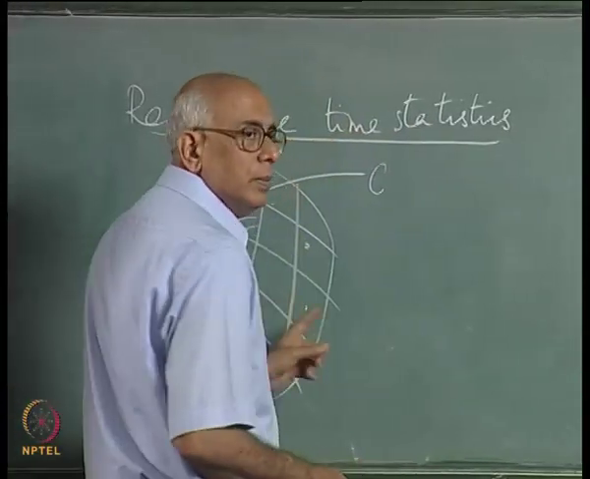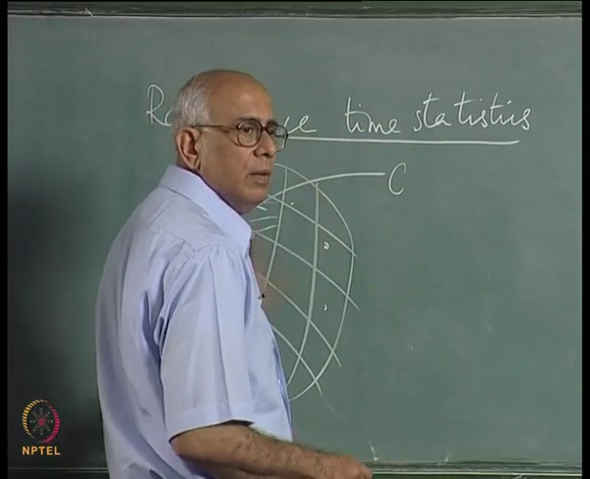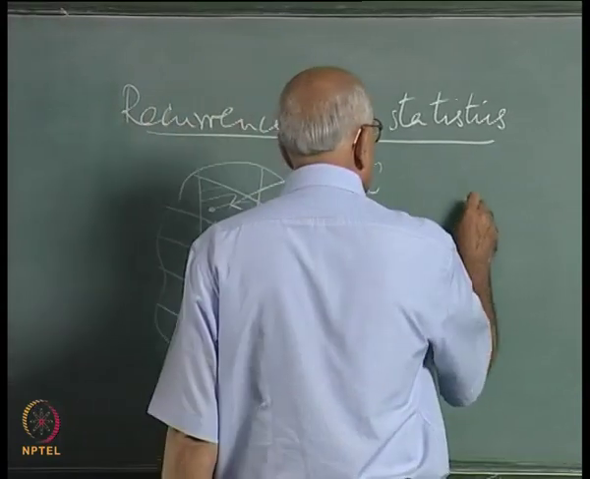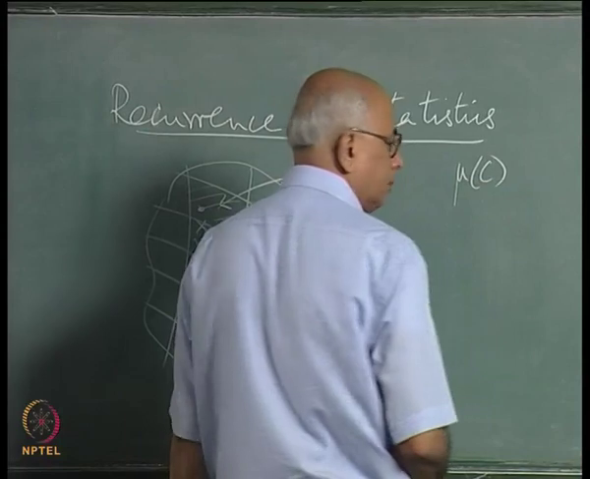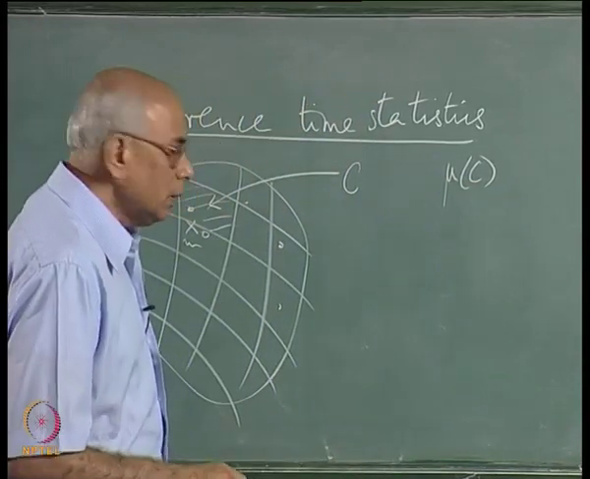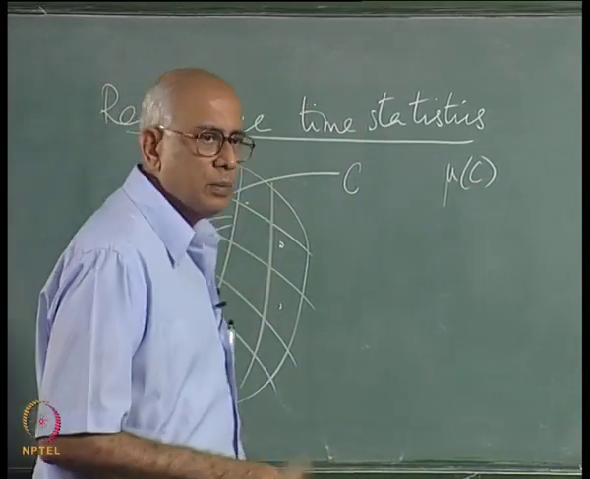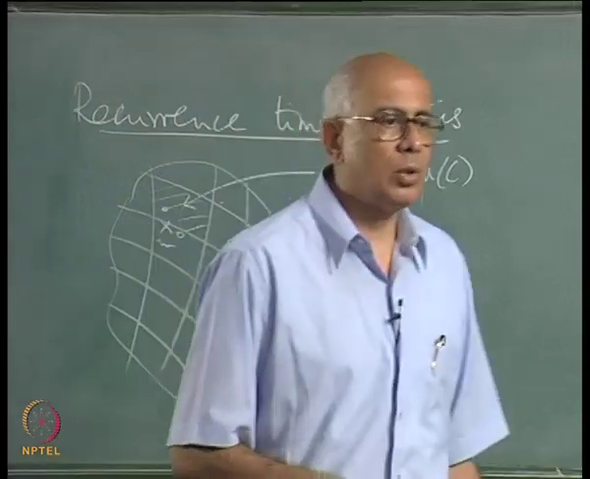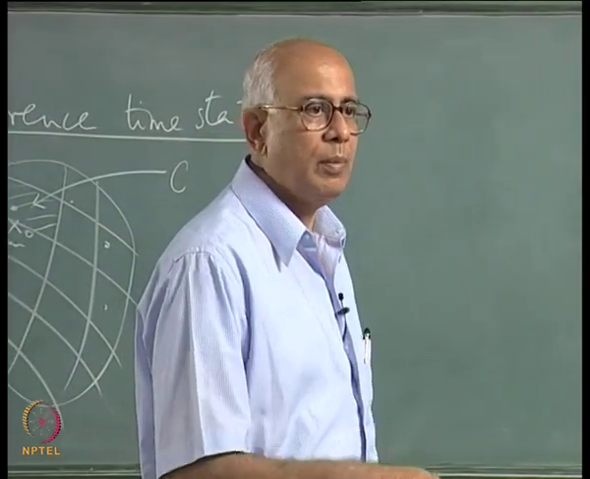And I assume that there is an invariant measure on this, and the measure of this cell C, let me call it mu of C. And let us assume that the invariant measure of the whole phase space is normalized to unity, so I do not have to keep dividing.